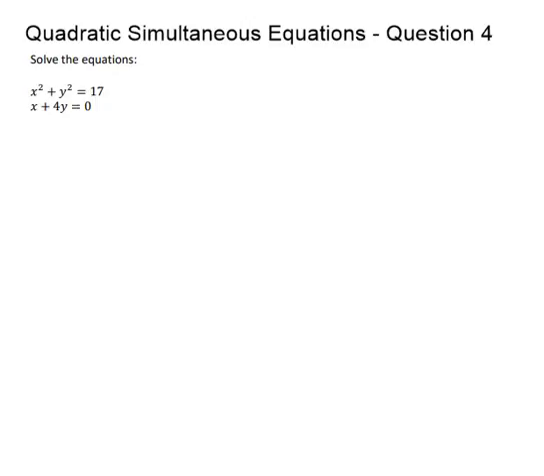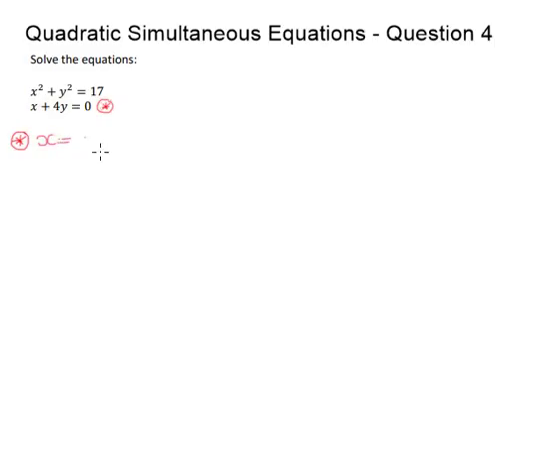Okay, so this question is very similar to the last question. And hopefully you remember that the first step when we deal with quadratic simultaneous equations is to focus on the linear equation that you can see, the equation that has no squares involved. And what I'm going to do is rearrange this equation to make it x equals or y equals. Here it's probably easiest to do x.